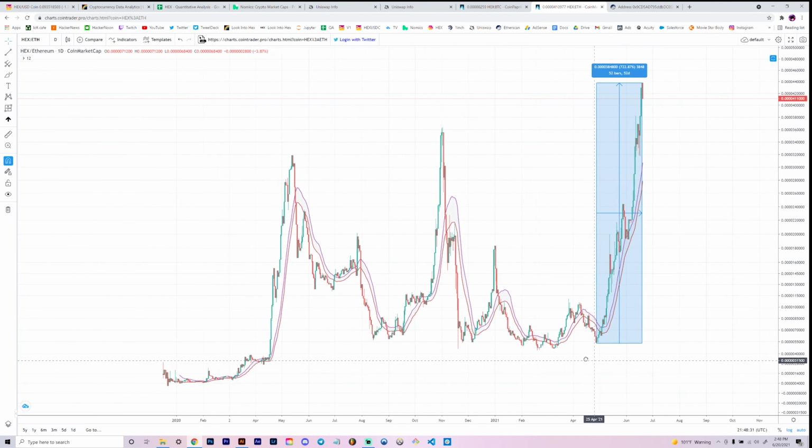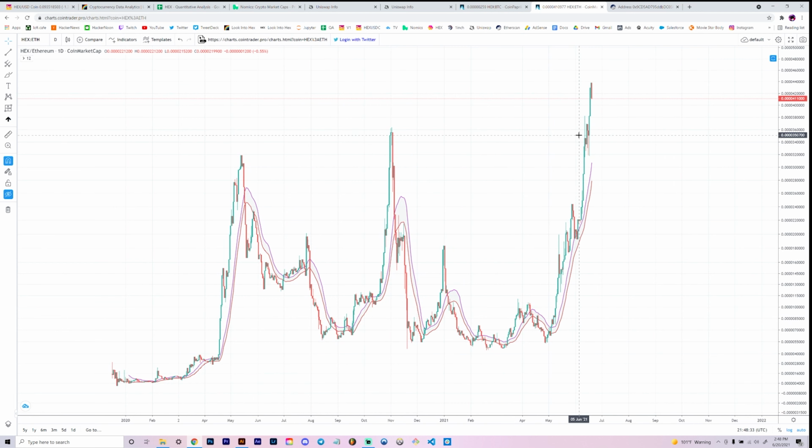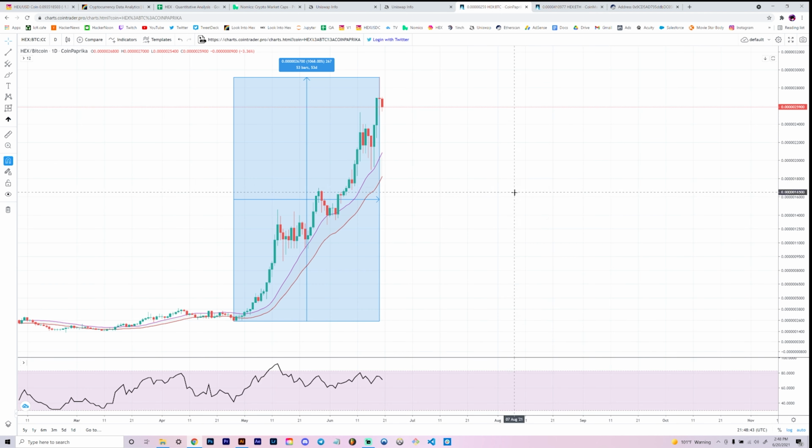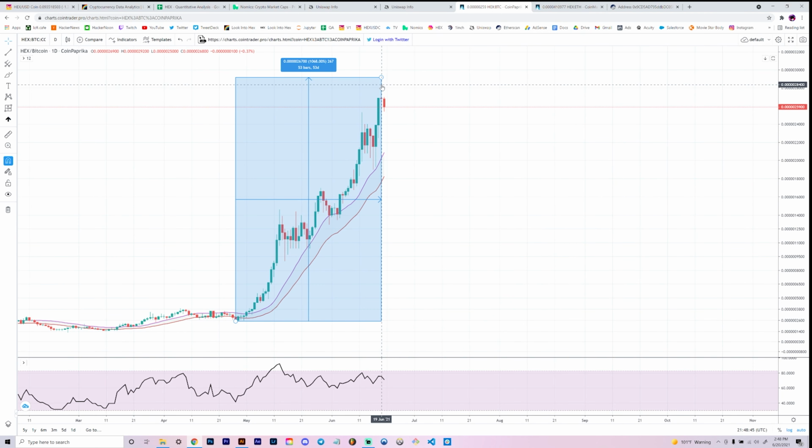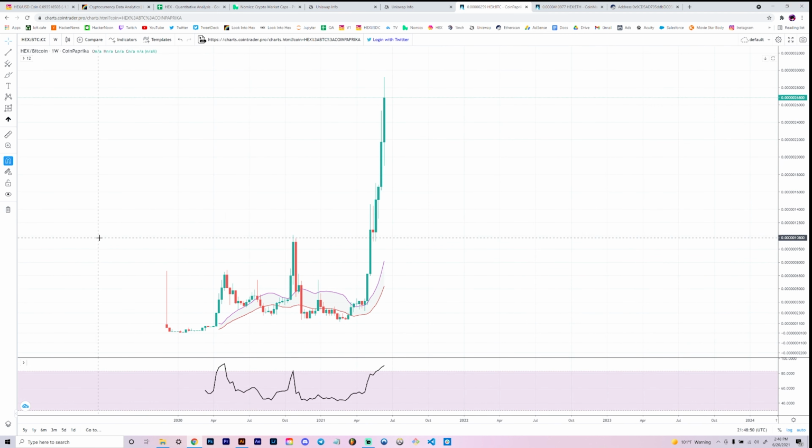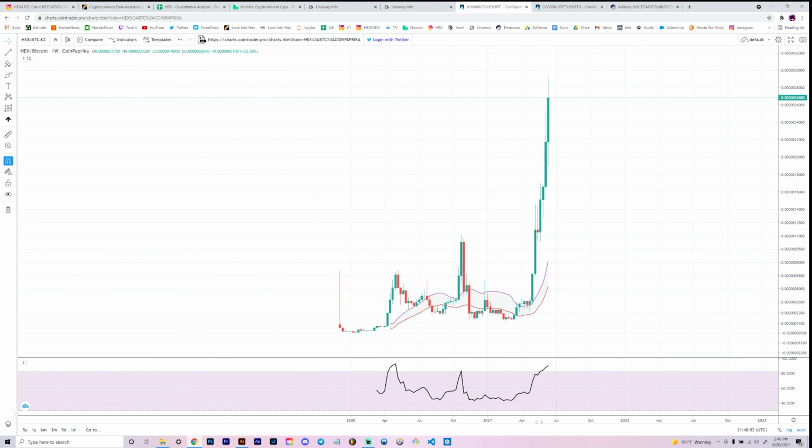If we zoom out, we can see that we recently crossed all-time highs on the ETH pairing, which was previously 36,000 Gwei, and we reached a high of approximately 43,800 Gwei. If we take a look at the HEX BTC pair, our local high was 292 Satoshis, almost the 300 Satoshi mark. This is clear expansion.